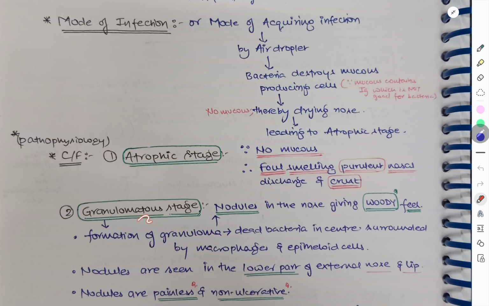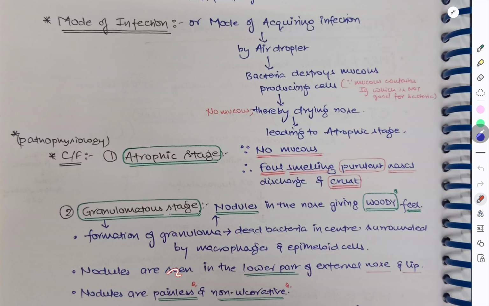Second is the granulomatous stage. In the granulomatous stage, nodules in the nose are seen giving a woody feel. In questions we'll find nodules in the nose giving woody feel. How is it formed? This formation of granuloma is due to dead bacteria in the center surrounded by macrophages and epithelioid cells.